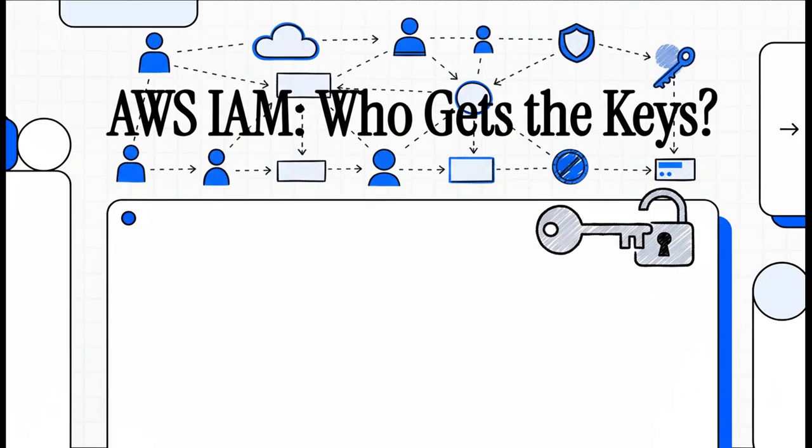Hey everyone, and welcome. Today, we're going to tackle one of the most fundamental, absolutely crucial parts of cloud computing, AWS Identity and Access Management, or IAM for short. It's all about one simple question: who gets the keys to your digital kingdom? So, let's dive right in.